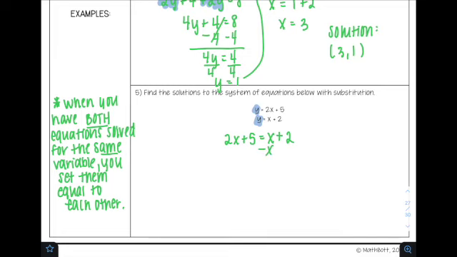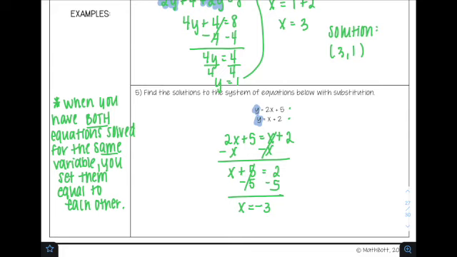So we have minus x, x plus 5 equals 2. Subtract 5 from both sides. x equals negative 3. And you can pick either one of these in order to substitute your x variable into in order to find y.